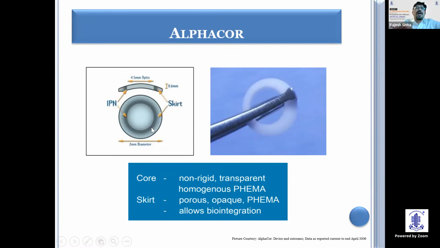The overall diameter is 7 millimeters. The central optic is 4 to 4.5 millimeters. And the peripheral skirt is 3 millimeters. And the central part is clear. The peripheral skirt is porous, it is opaque, a micro-hole kind of thing, wherein it helps in biointegration.